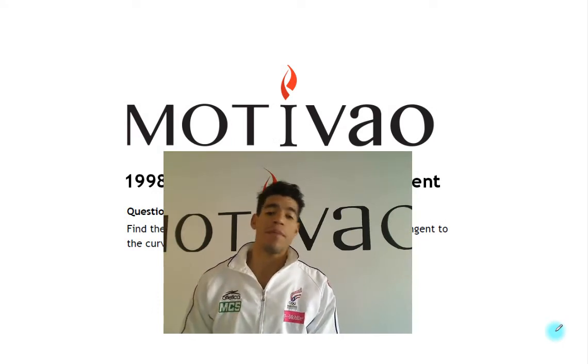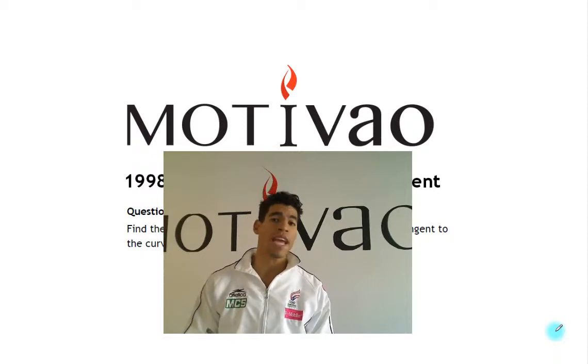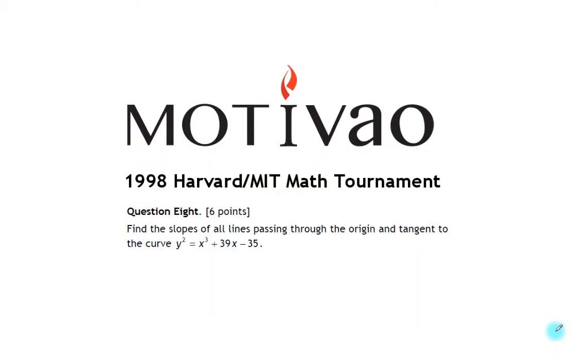Today we're going to be talking about the 1998 Harvard MIT Math Tournament for question number 8 of the calculus part. It states, find the slopes of all lines passing through the origin tangent to the curve y squared equals x cubed plus 39x minus 35.